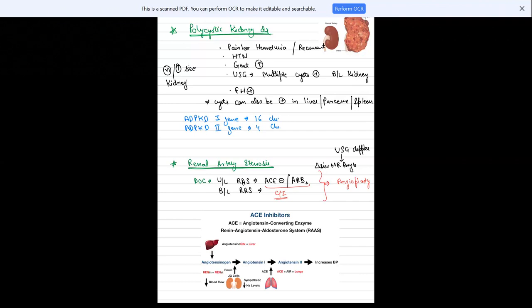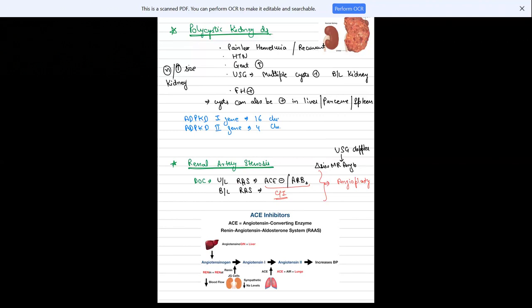So the next topic is polycystic kidney disease. It could be autosomal recessive or autosomal dominant. But if a patient has the autosomal recessive kind of kidney disease, it dies in the uterus maybe. So we see only the autosomal dominant type of polycystic kidney disease.